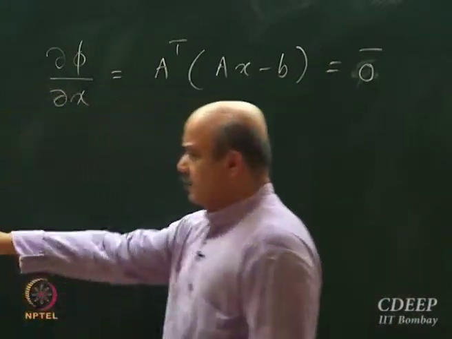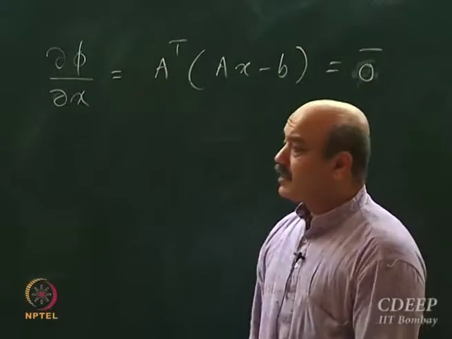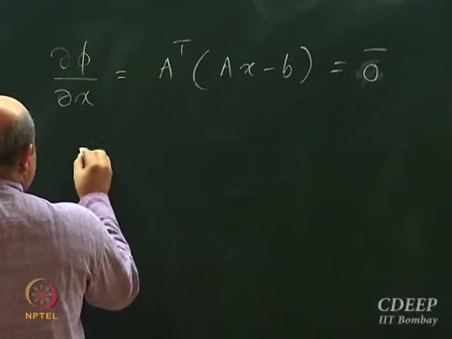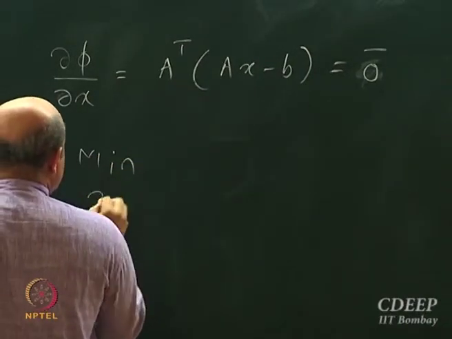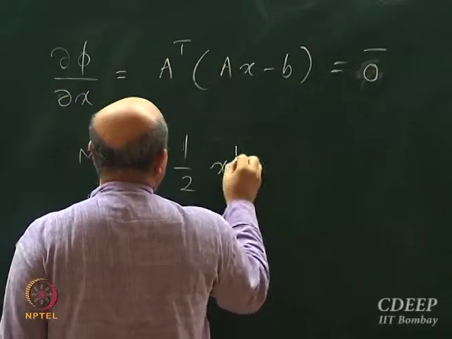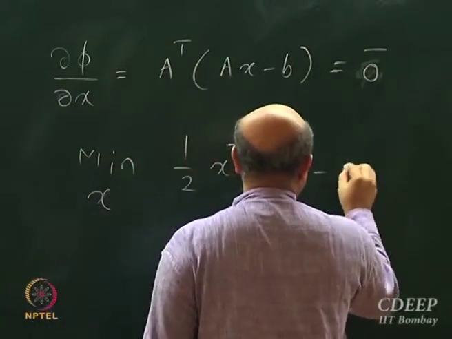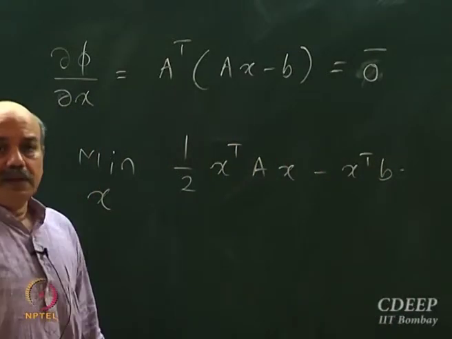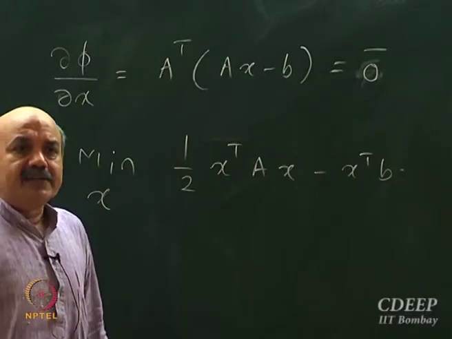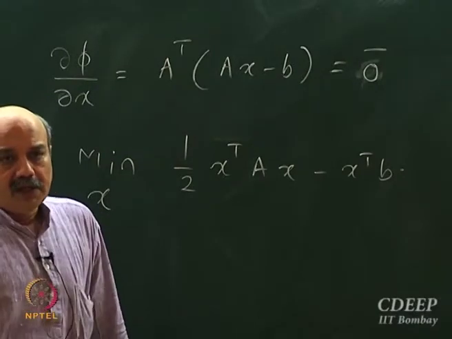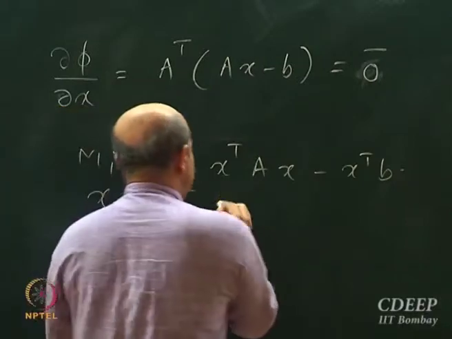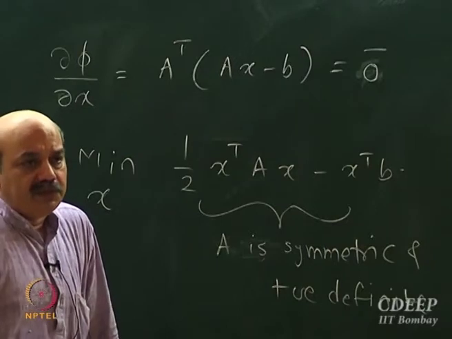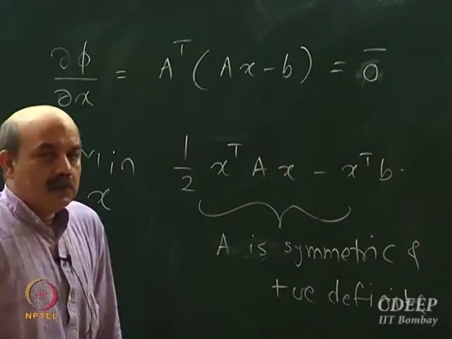Now, of course, we can simplify this a little bit. If A is a symmetric positive definite matrix, in that case, we can just minimize with respect to x half x transpose Ax minus x transpose b. A is a special case here, symmetric positive definite, and then minimizing this objective function will give you the optimum.